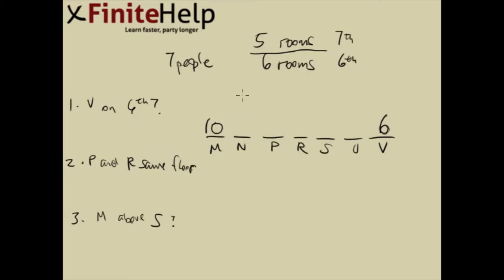And then the same logic works for the fact that N cannot take the room that V has or the room that M has. So there's only 9 rooms for N. And then vice versa down the row. You can just multiply this across, and you'll get the answer for this one.